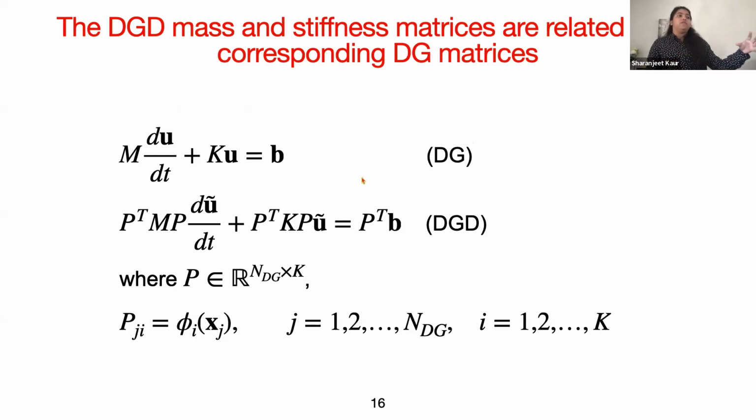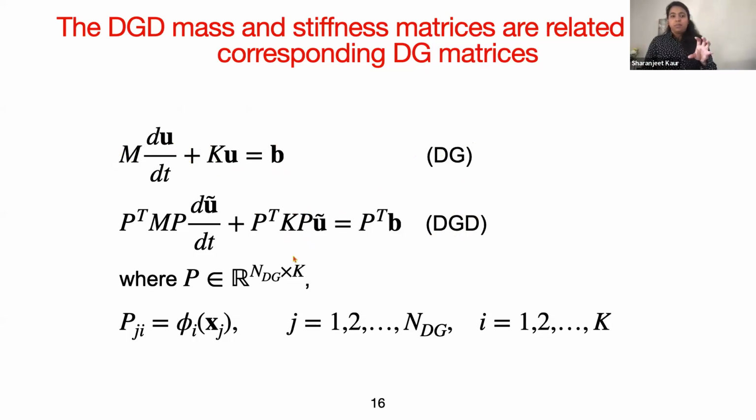And before I show the condition number plots, I would like to demonstrate the relation between discontinuous Galerkin and discontinuous Galerkin difference matrices. So here is a DG discretization for a simple linear PDE, where M is a mass matrix, U is the solution at DG degrees of freedom, K is a stiffness matrix, and B is the right-hand side vector.